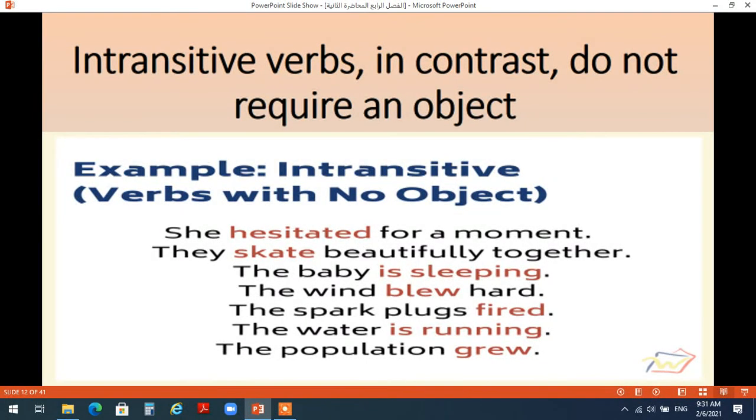Now, regarding the intransitive verbs, they do not require an object. الأفعال اللازمة هي تلك الأفعال التي لا تتطلب وجود مفعول به في الجملة بل يكون معنى الجملة مكتمل دون الحاجة إلى وجود مفعول به. As you see here, all these examples represent the intransitive verbs.